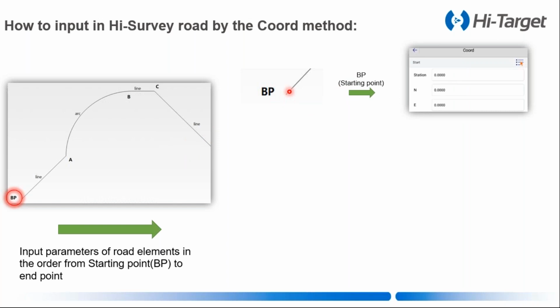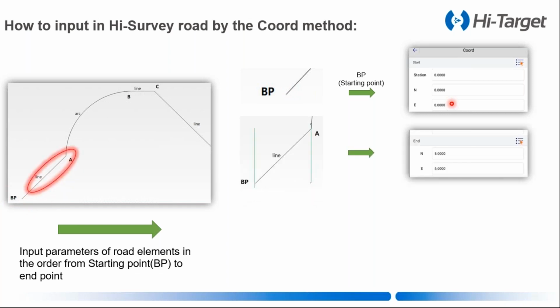For the starting point, we just input the station and coordinate. Next step, we just input the coordinate of the endpoint for this straight line. The endpoint is point A.